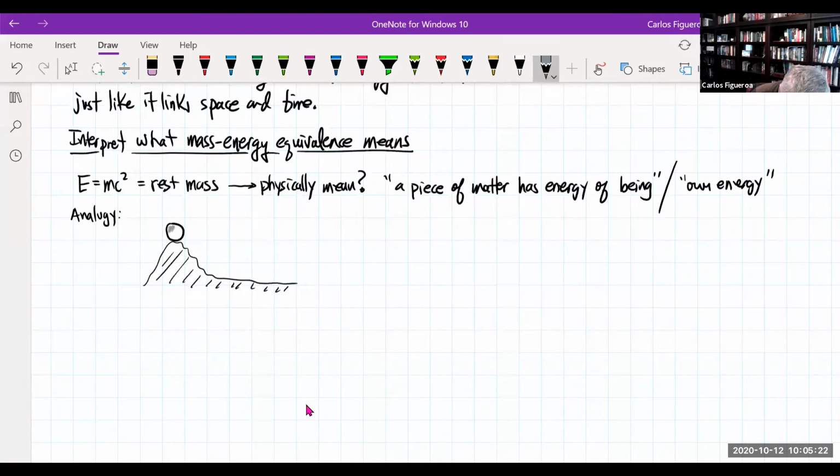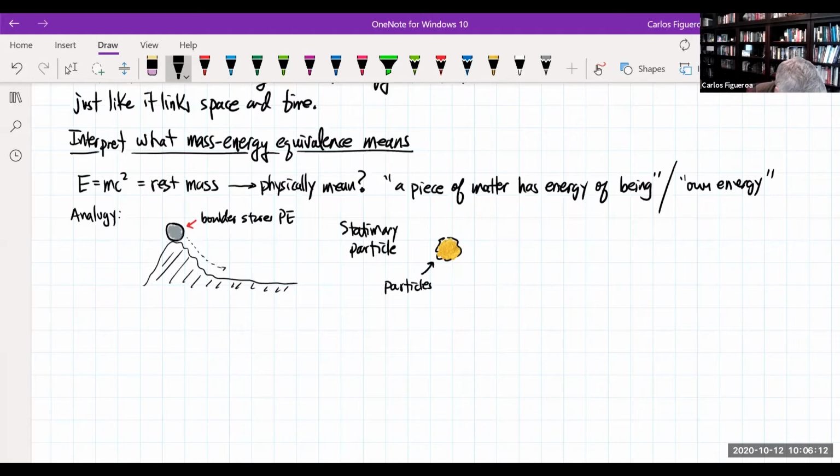Okay, so I have my boulder up here. And what we know is that a boulder stores potential energy because it's up on this hill. And how we access this depends on whether we can get this guy to come all the way down. So if I have a stationary particle, in a very analogous way, you could imagine that I have this particle here. And what we can say is that in a very analogous way, the particle stores rest energy just by being this particle.